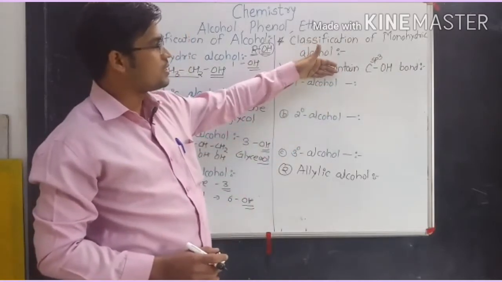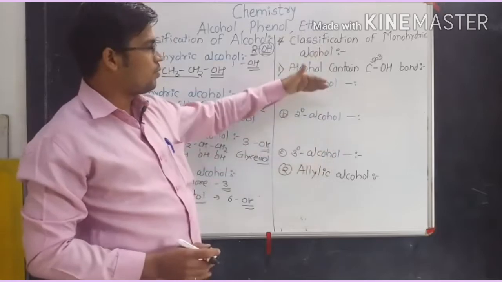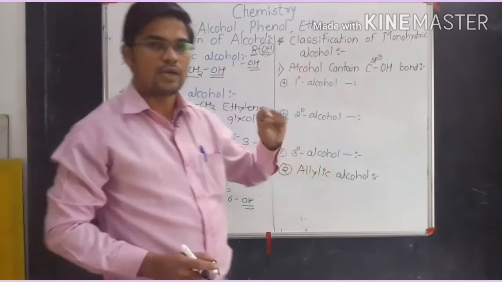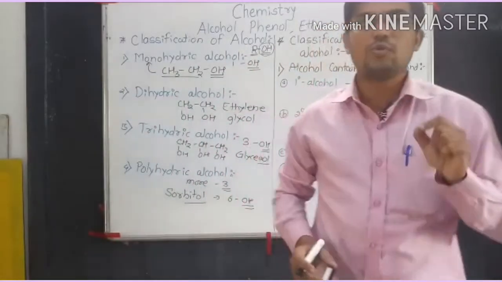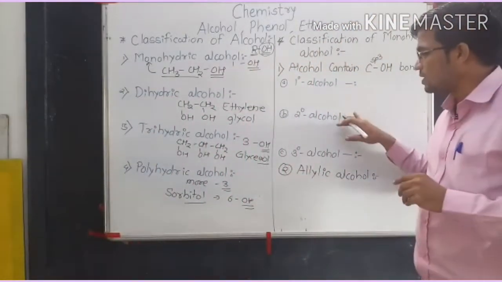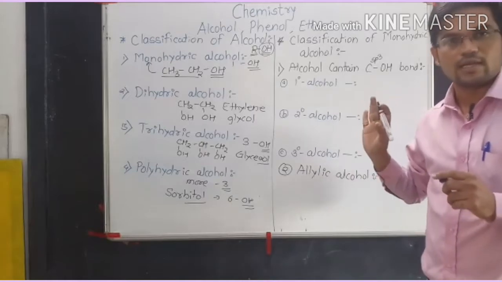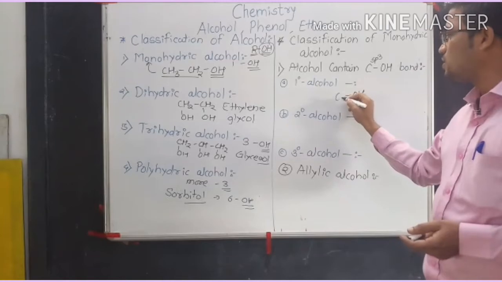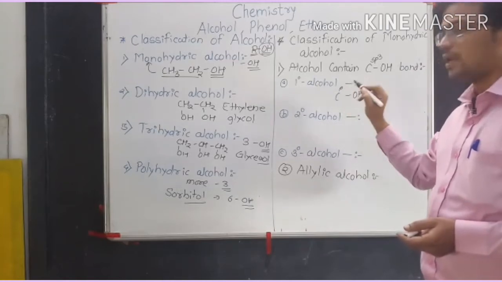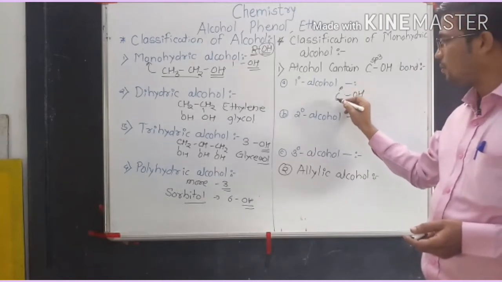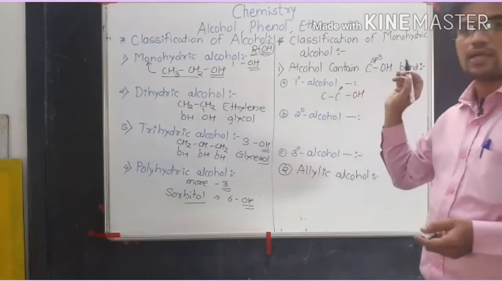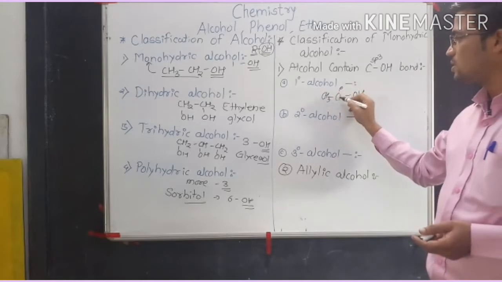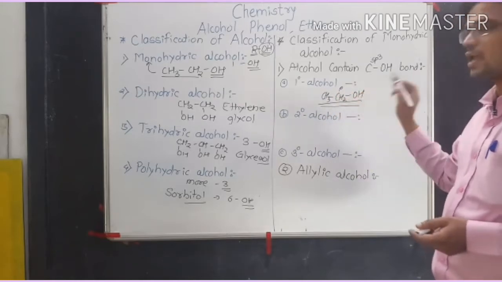Further, we classify these into 3 types: primary alcohol, secondary alcohol and tertiary alcohol. Depending on which type of carbon the hydroxyl group is attached to, we classify alcohol into primary, secondary and tertiary. Primary alcohol: when the OH group is attached to a primary carbon atom, which is attached to only one other carbon atom. Therefore CH3CH2OH is an example of a primary alcohol.